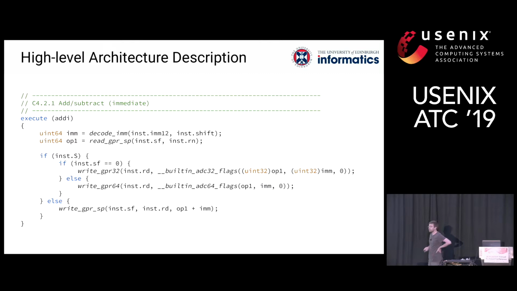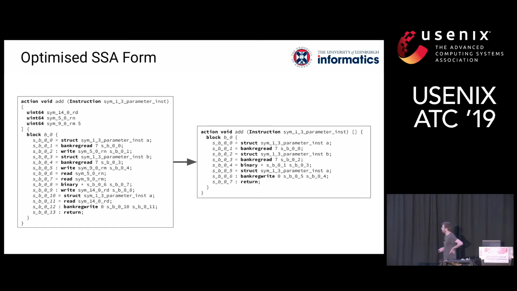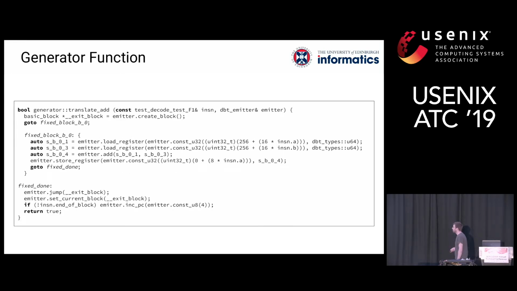And this then gets parsed by GenSim and optimized into a domain-specific SSA form. I'm not going to go through all of this because it's not that interesting, but what you can see is on the left, you get the unoptimized SSA representation of this instruction behavior. Run it through some aggressive optimizations, and you get a much shorter sequence of SSA instructions. And when you have the optimized SSA form of the instruction behavior, you get a generator function. And this is what actually goes into that architecture module.